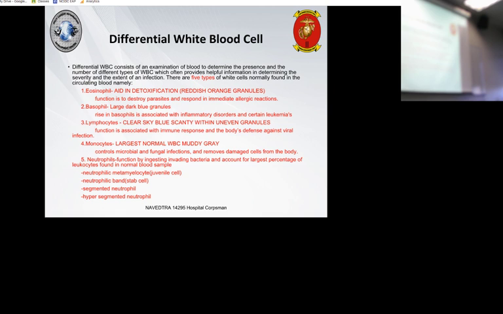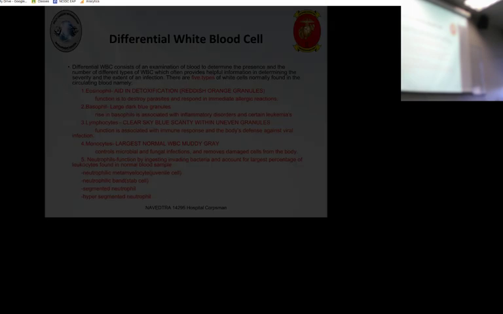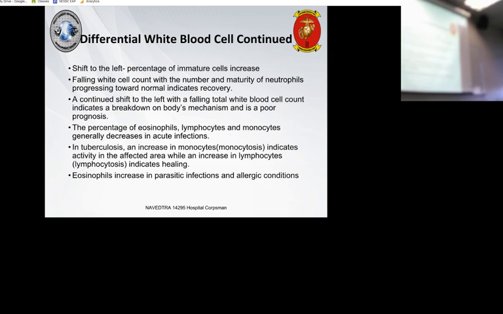Another thing on here: red blood cells are known as erythrocytes, while white blood cells are known as leukocytes. Next. Shift to the left is bad, you're basically dying, but there's really nothing else on here that's important. Next.